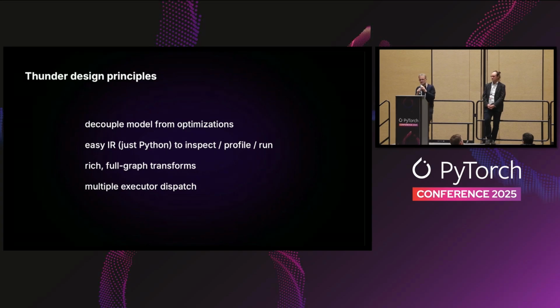Design principle: decouple model from optimizations. Easy IR. We have an IR, and we'll see it in a second, that is just Python, and it's easy to inspect, profile, and run. We have rich, full graph transforms without graph breaks, and then we have a way to dispatch different sections, different portions of the IR to different executors.